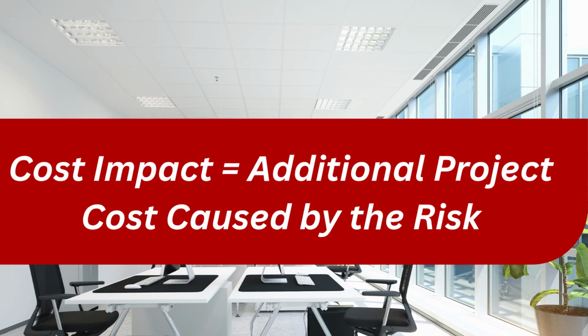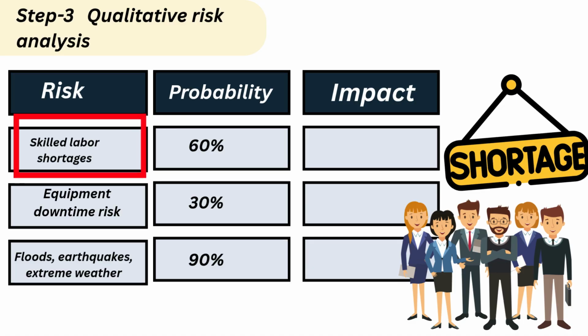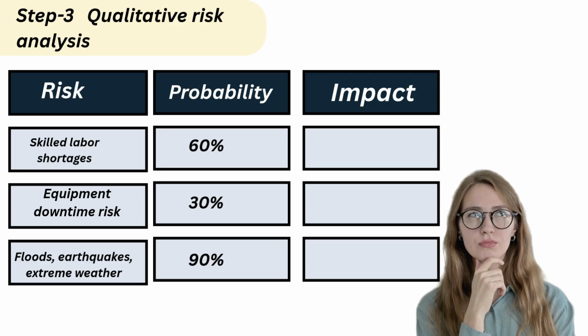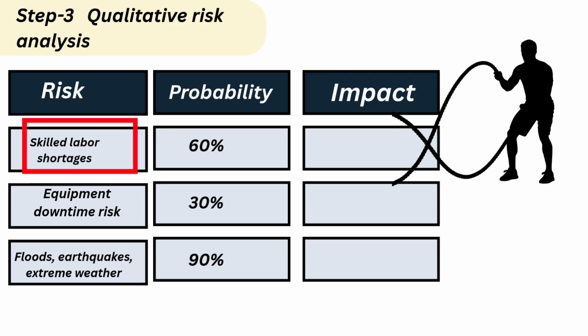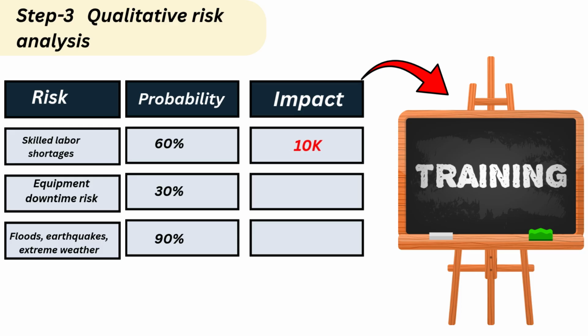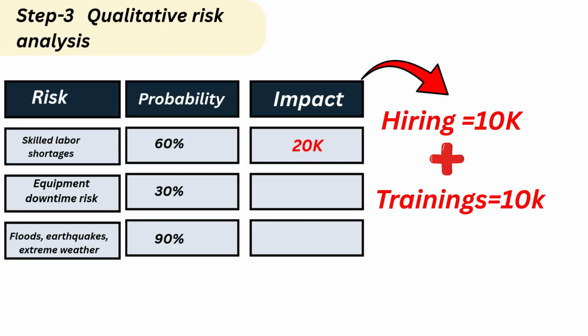Now let's see how to exactly find the cost impact for each identified risk. To calculate the cost impact for the first risk, that is shortage of skilled labor or skilled workers, we have to think like this: if I don't get skilled workers for my project, I have to spend 10K to the recruitment agency to hire. That is an extra cost. And I may also have to arrange some trainings. That would be an extra 10K. So this makes the cost impact 20K.